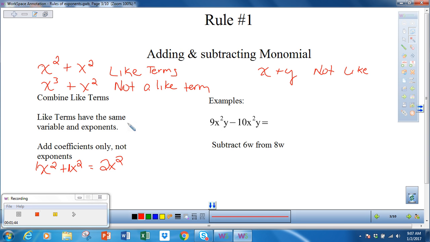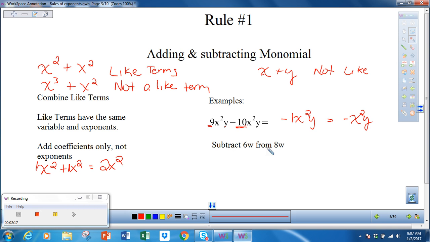Now this is the example that's in your notes. For this example, we notice that these are like terms. They both have x squared and they both have a y. So therefore they're like terms, and we just combine the coefficients. We look at 9 minus 10, which is -1. And the exponents, we do not add those exponents. The exponents stay the same. We could also write this as -x squared y. Both of those would be acceptable.